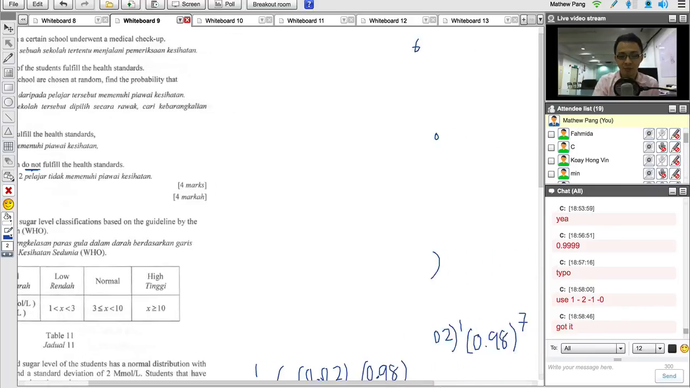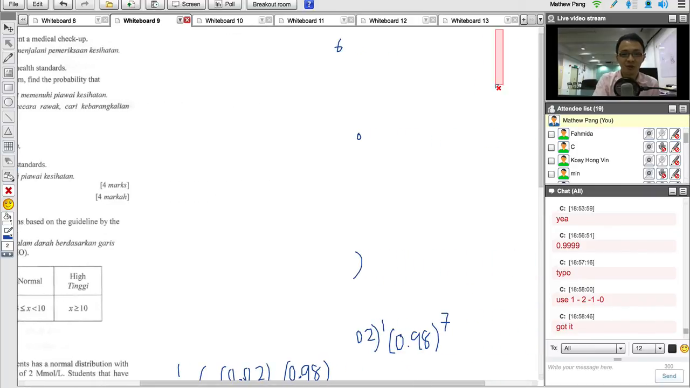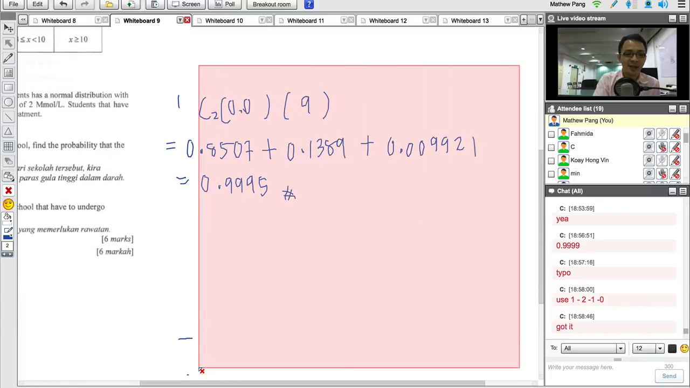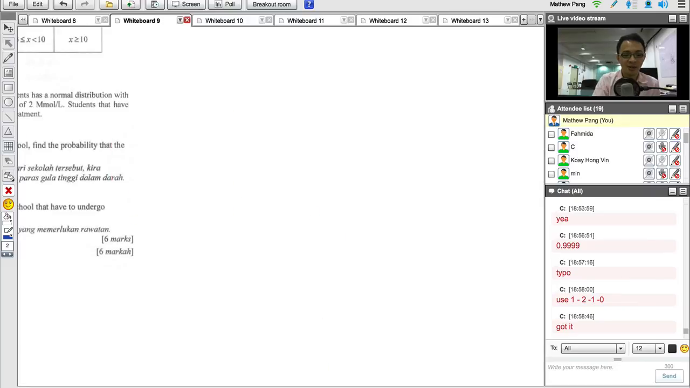Yes, I hope I can give you more insights on how to solve this kind of question. Because in the second part I think I need a lot of space, so let me just delete all this.